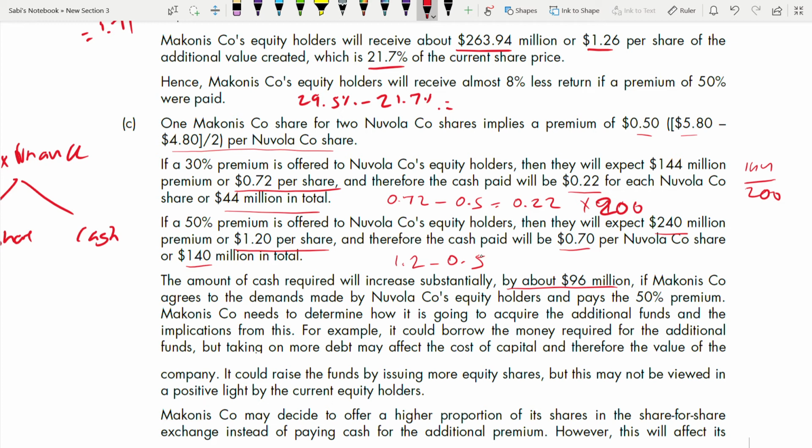For example, it could borrow the money required for the additional funds, but that means taking on more debt. One way is they could go for debt. That is one way they could finance. But you should always give the disadvantages also. If they go for debt, what happens? It may affect their cost of capital and therefore the value of the company. Another one is issuing more equity shares. But this may not be viewed in a positive light by the current equity holders. Why? Dilution of their control. The new holders are also going to sit on the board if you are issuing more equity shares.